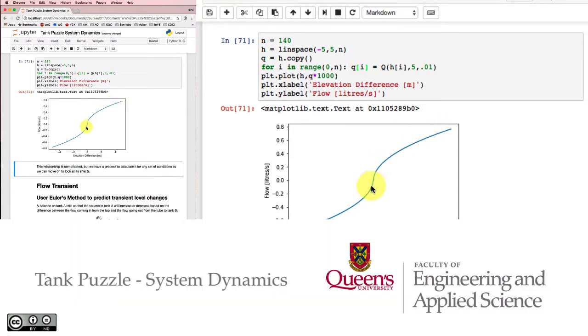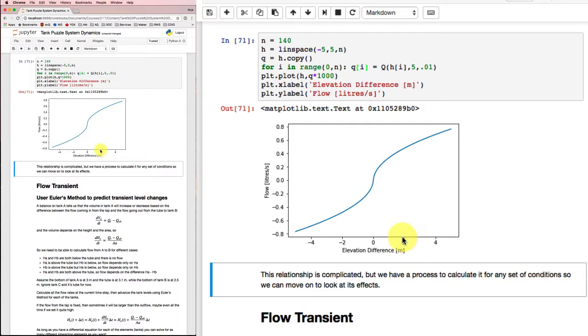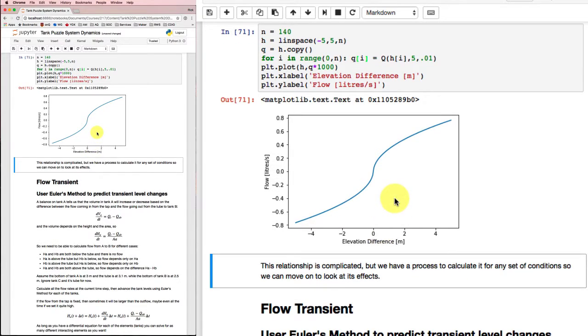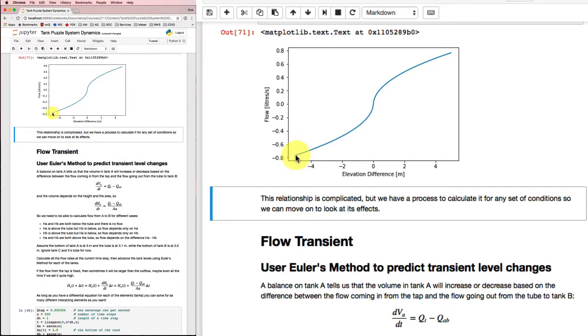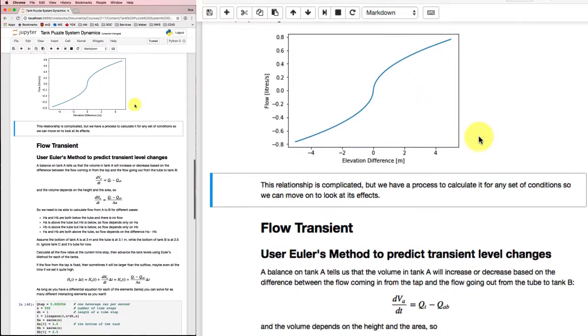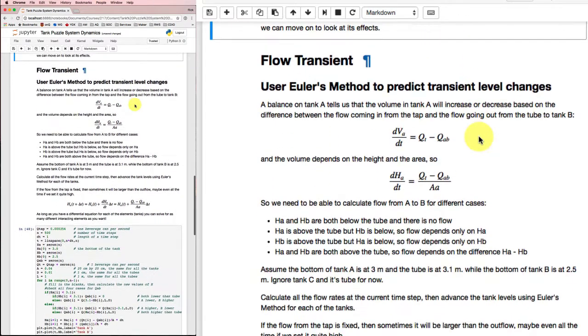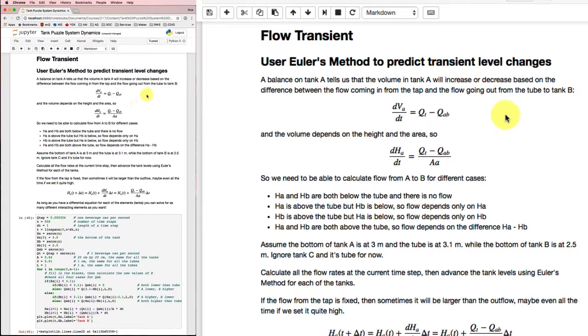Now we could get an analytical version of that, but I really want to use this as an example so that we can figure out how to do the system dynamics. So this is all stuff that we're going to take as a given. We've got this Q function. Now let's go use it. We're looking for a flow transient, and we're going to use Euler's method to predict transient level changes.